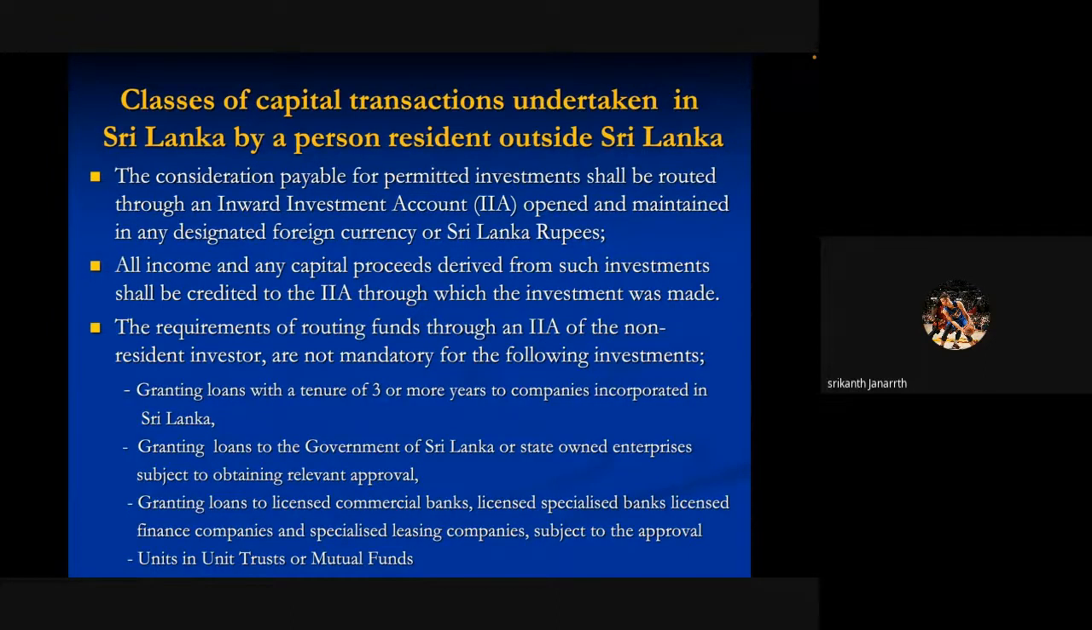So the borrower can open an external commercial borrowing account and the investor can directly send the money without an IIA. Likewise, I have given certain examples. You can see the first one, granting loans with a tenure of more than 3 years to companies incorporated in Sri Lanka. I think they will open an external commercial borrowing account. The funds can come into the account. No IIA is required, right? This is where the investor point blank says, I can't open an IIA account, right? But that is only possible when they are lending only. When they want to invest in shares, they can't send the money direct to the company.